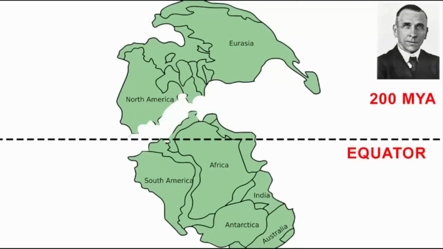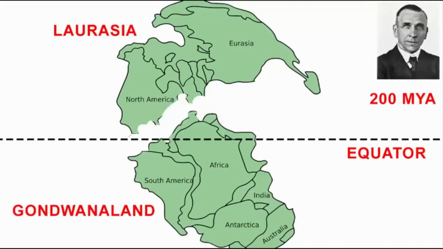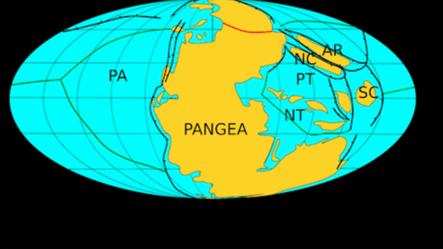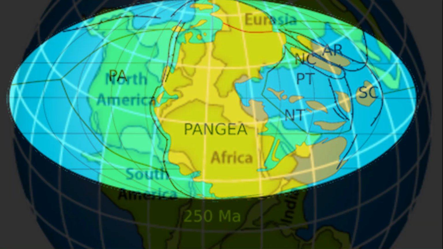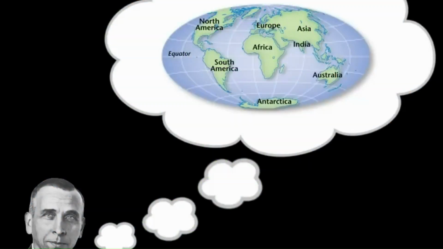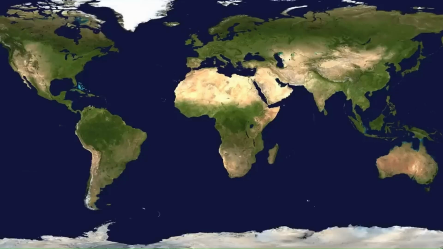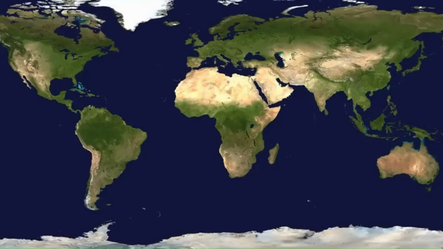Conclusion. The continental drift theory revolutionized our understanding of Earth's geological history. Although it was initially rejected due to the lack of a convincing mechanism, it paved the way for the development of plate tectonics, which now provides a comprehensive explanation for the movement of continents, the formation of ocean basins, and many geological phenomena observed on Earth today. Wegener's ideas are now an essential part of the foundation of modern geology.